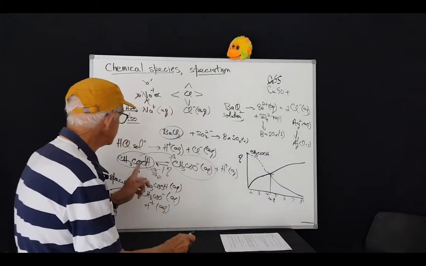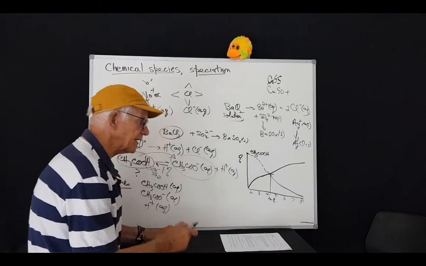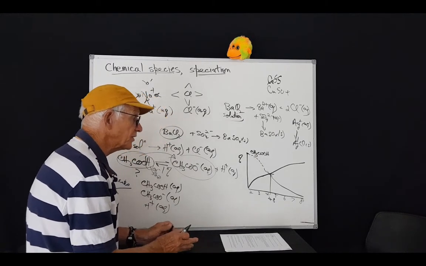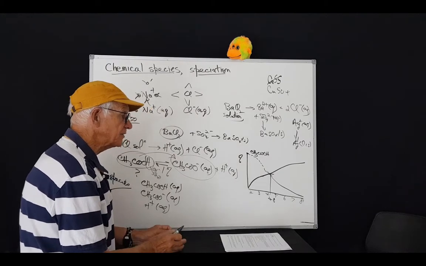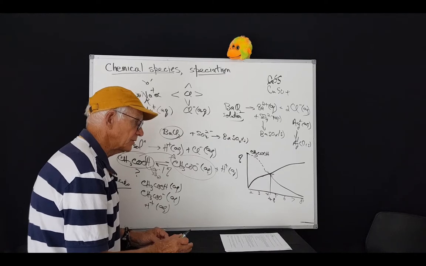This change in the relative amounts of this species compared to this species, due to the external factor of adding hydroxide ions, is called speciation. What species exist? How is the distribution between them changing according to whatever we do?